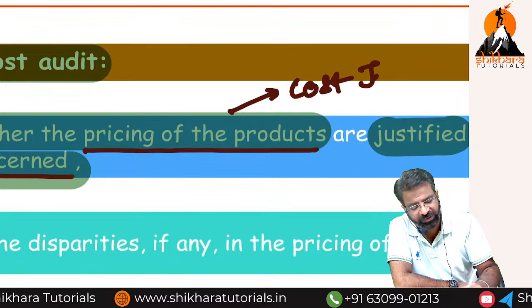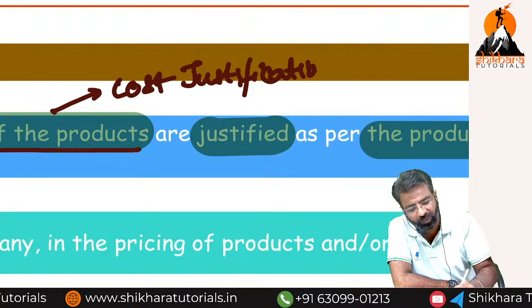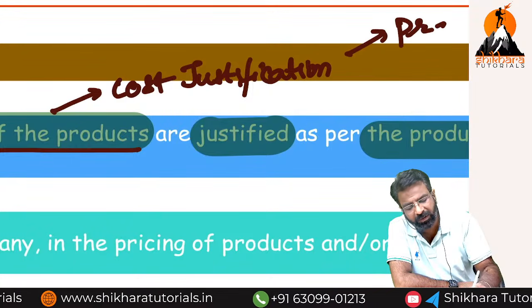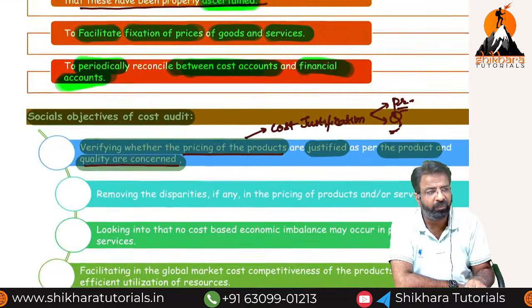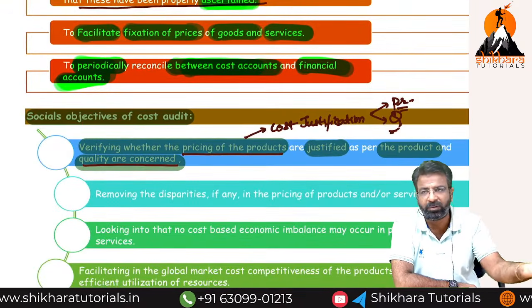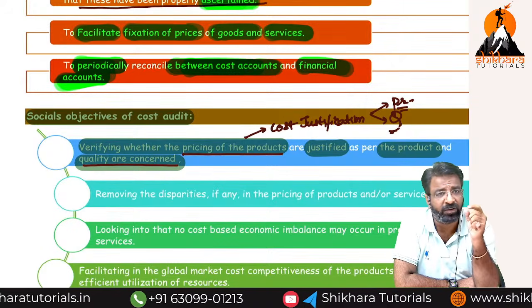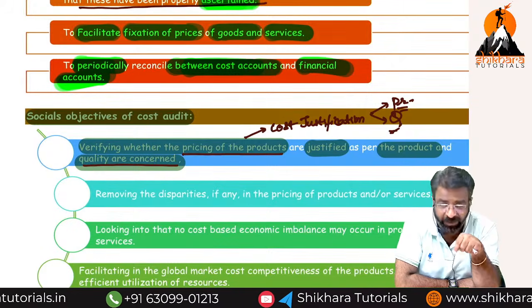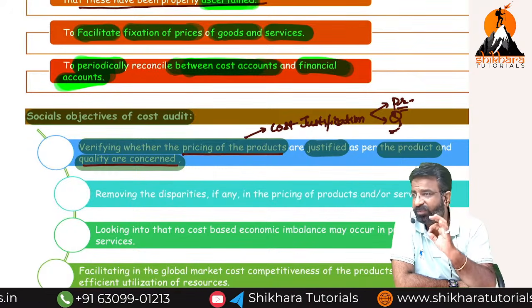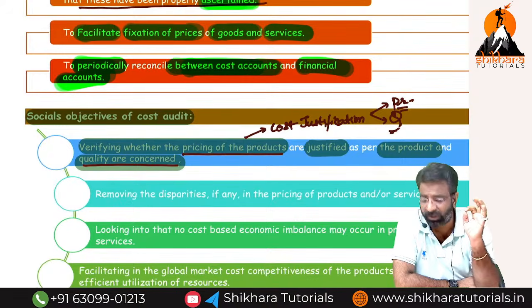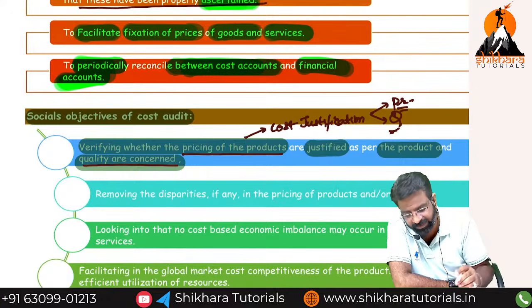Cost justification. Now cost will be justified according to what? According to product and according to its what? Quality. You give me the good product, you give me the good quality, I'm ready to pay you 3000 rupees per product also. So that is called cost justification. Don't use that word in normal objectives. Read the question carefully. Are they asking the general objectives of cost audit or are they asking you what? Social objective. What is the next one? Read the next one, please.